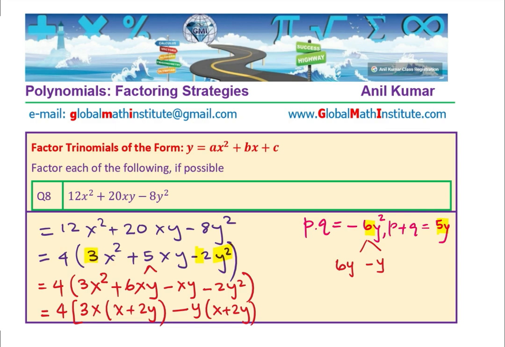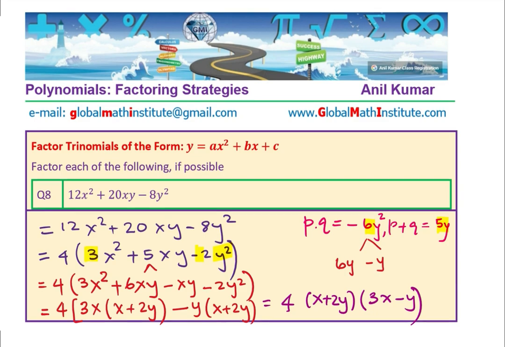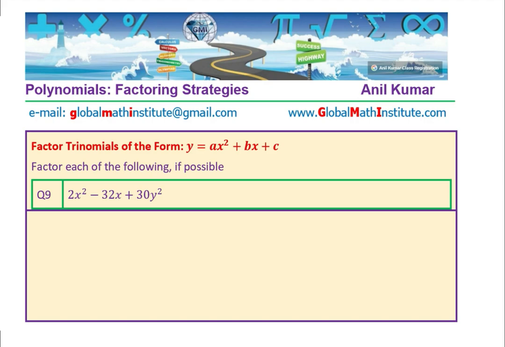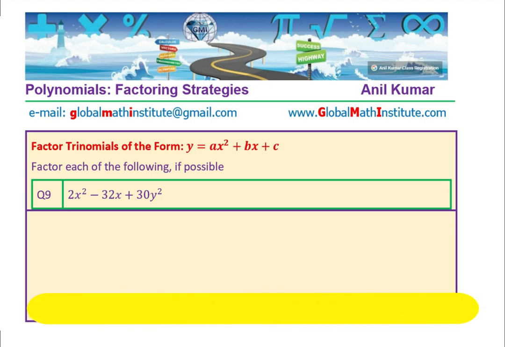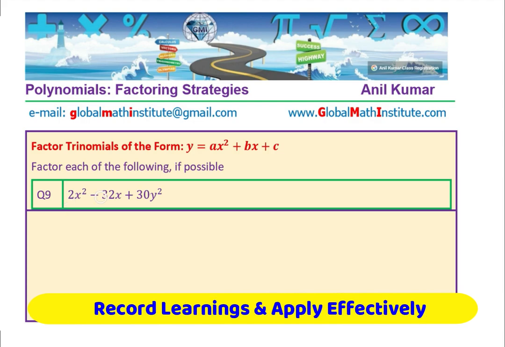Perfect. Can you write down the solution here? 4 is already there. Don't ignore that. You get x plus 2y as a common factor multiplied by 3x minus y. Make sense? So that becomes your answer for this particular question. Correct? Here is your 9th question, which is relatively simple. You can now find the solution for this one, right? So I'm skipping. Some of you will note an interesting technique, right?